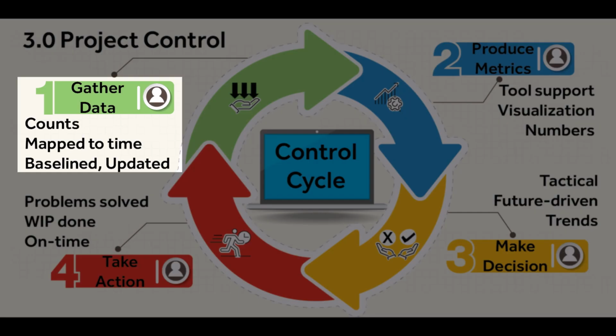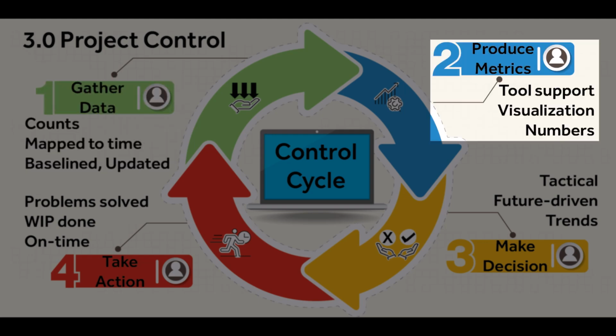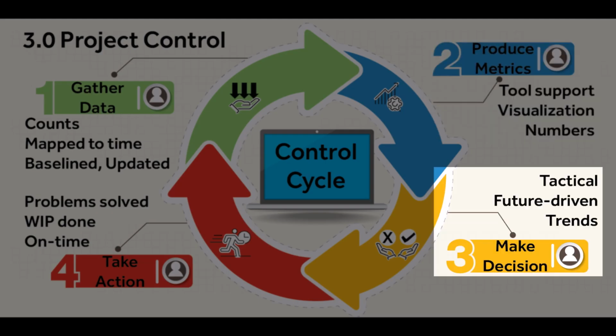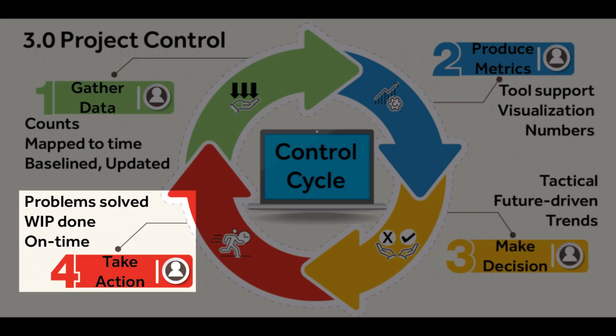To sum up, counts are mapped to time, baselined, and updated. A tool produces charts for communication and numbers for analysis. Tactical decisions focus on the future impacts of trends. Problems are solved, work in progress gets done, and time commitments are met.